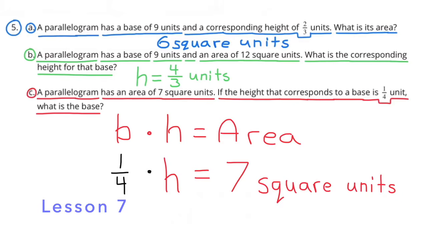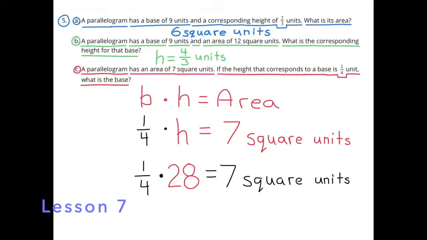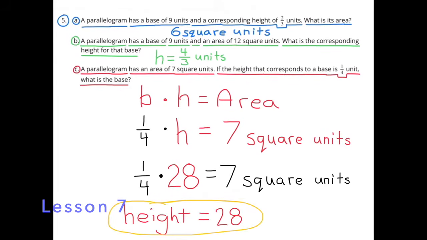We need to figure out what number times 1/4 equals 7. Or how many times does 1/4 go into 7? 7 divided by 1/4 equals 28. So 1/4 times 28 equals 7. We know that the height is 28 units.